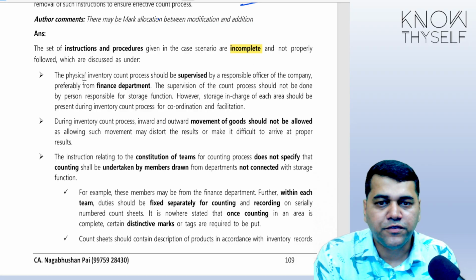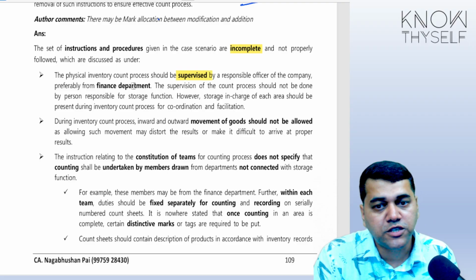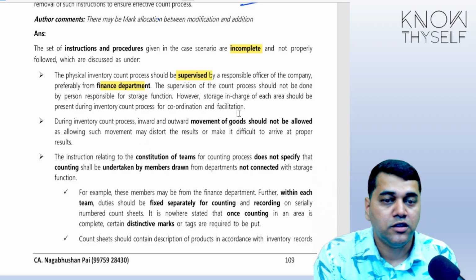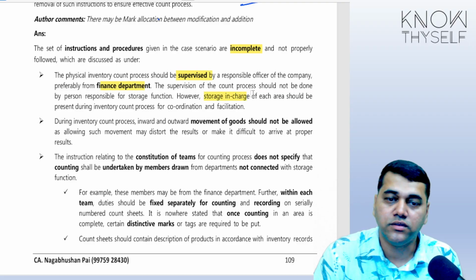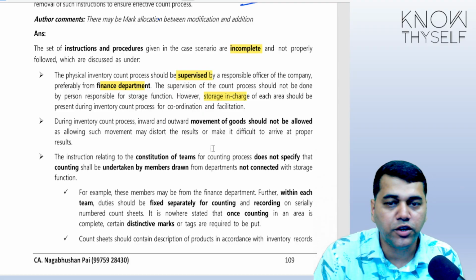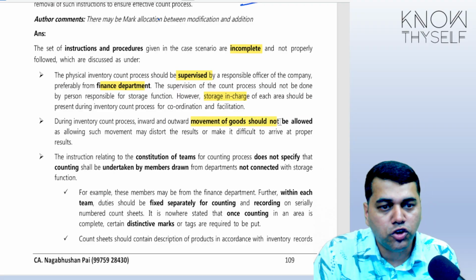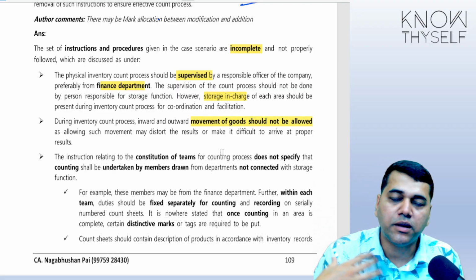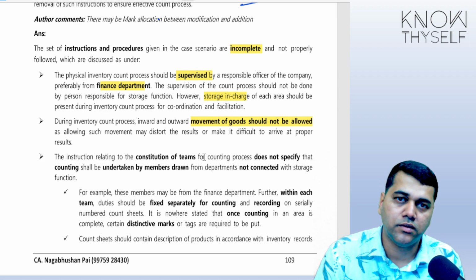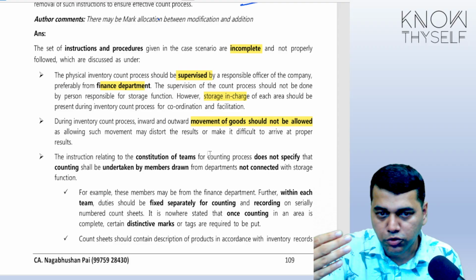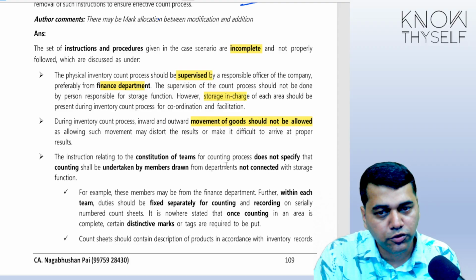1. The physical inventory count should be supervised by the finance department. Now, storage in charge himself is doing. That is not proper. So, this is the point you are going to say, that it should be done by finance. Now, movement of goods should not be allowed, because one of the requirements of good internal control is you have to stop the movements. This point also you can tell.